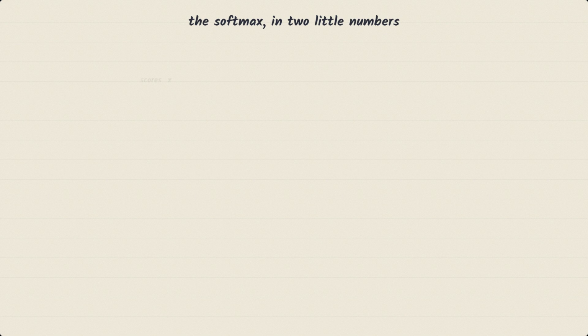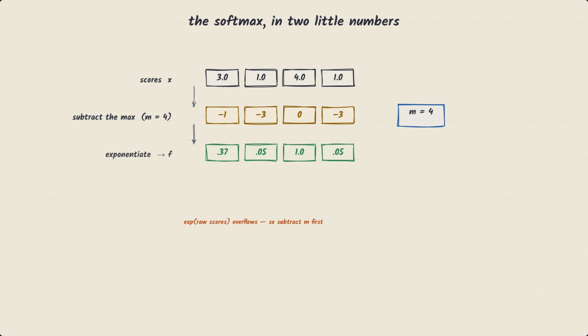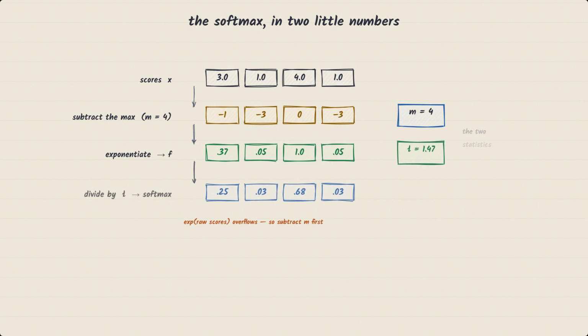You never exponentiate raw scores. A score of a few hundred overflows the instant you hit e to the x. So the numerically stable softmax first finds the row's maximum, m, and subtracts it. Then it exponentiates each shifted score, f_i equals e to the x_i minus m. It sums those into L, and finally divides f by L. Subtracting the max changes nothing in the answer.